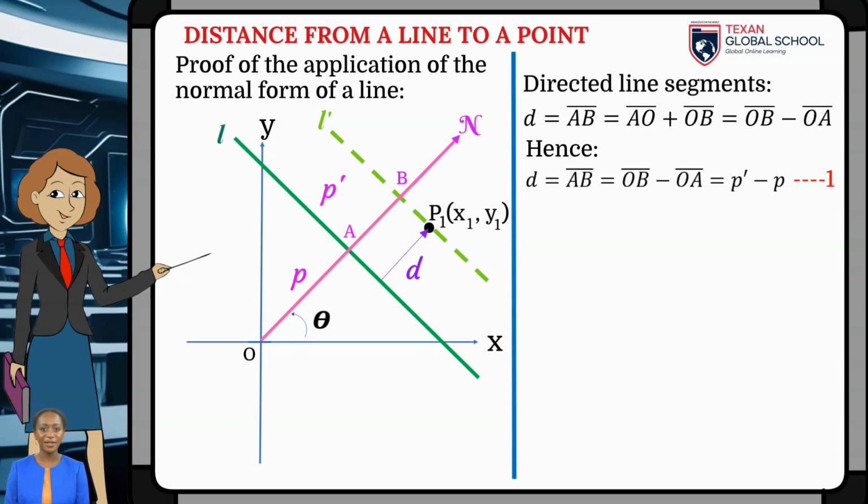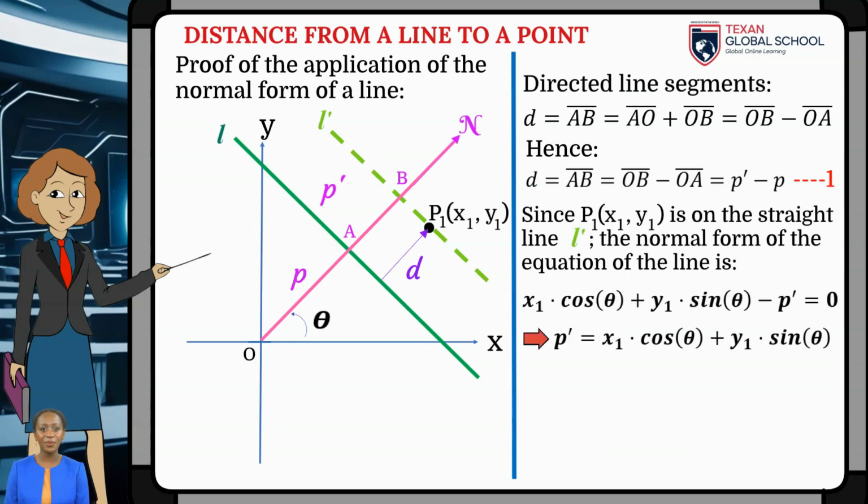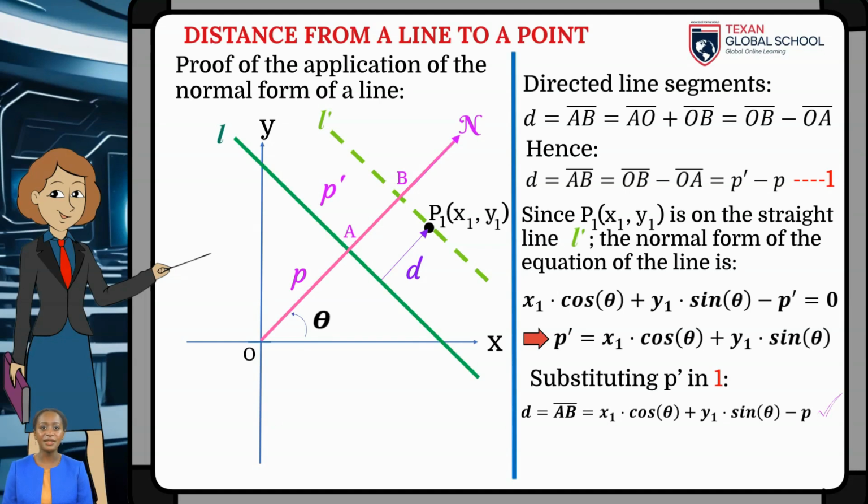As the point P1 with coordinates x1, y1 is on the line L', then the normal form of the equation of the line is x1 times the cosine of theta plus y1 times the sine of theta minus P' equal to 0. So P' is equal to x1 times cosine of theta plus y1 times sine of theta. Substituting P' in 1 results in the distance d equal to x1 times the cosine of theta plus y1 times the sine of theta minus p.